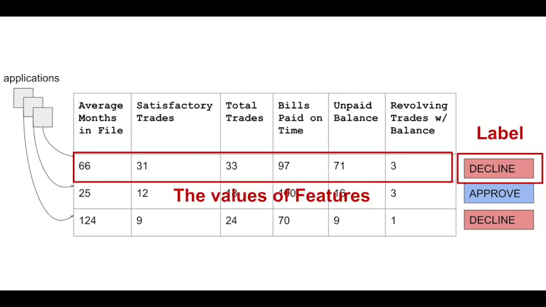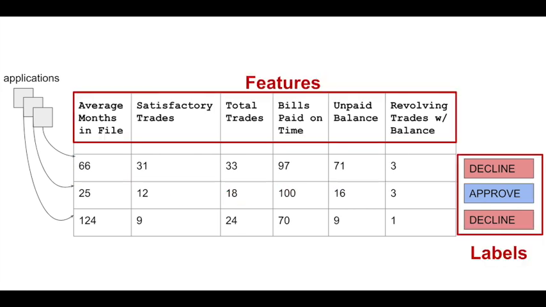Still, we use the credit card application as an example. Here, each application is described by the features you see in this table. We have average months in file, satisfactory trades, total trades, bills paid on time, unpaid balance, and revolving trades with balance. And the model assigns to each application one of the two possible labels, either approved or declined.